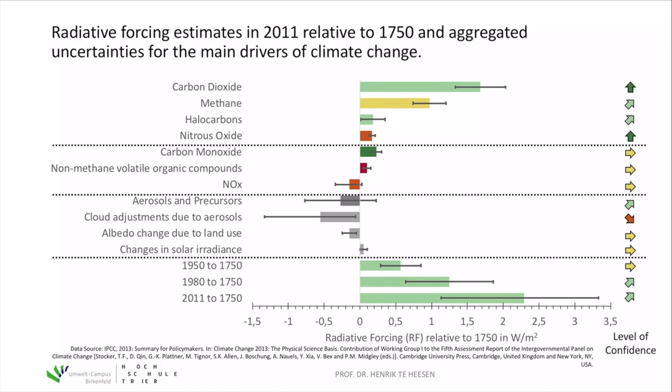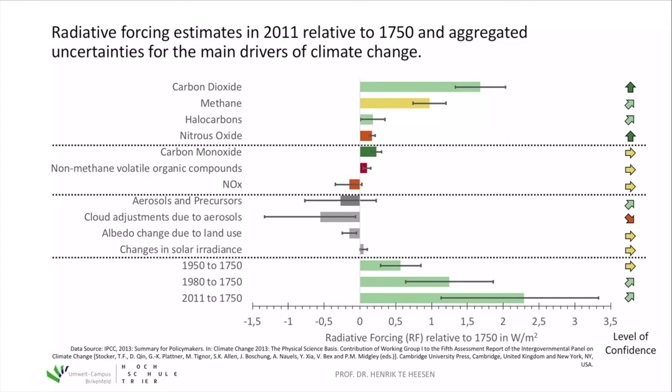On the other hand, the effects of carbon monoxide, NOx, and non-methane volatile organic compounds have a medium level of confidence, but these compounds just have a small positive or even a negative contribution, and you see even the error bars are rather small. Then we have the aerosols, the cloud adjustment, and the albedo change due to land use, so we reduce the albedo, so we have less reflection of solar radiation. You see this gives us a negative radiative forcing. We reduce the radiative forcing, we reduce the temperature. In particular, the cloud adjustment is not understood that well. That is a rather complicated process in the atmosphere: how the clouds adjust due to changed concentrations of aerosols in the atmosphere.